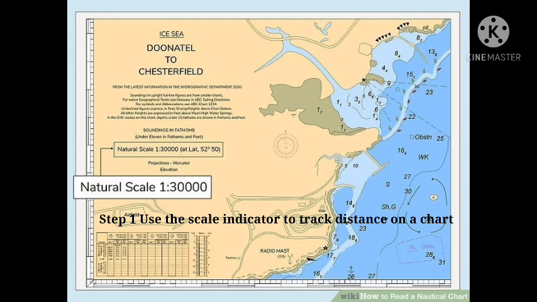Step 1. Use the scale indicator to track the distance on a chart. Scales are expressed as ratios and differ from map to map. The scale printed in the upper right corner of the map will look something like 1 to 100,000.